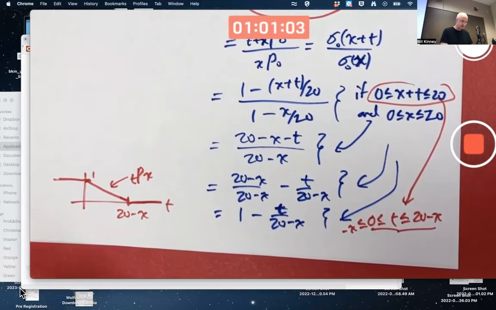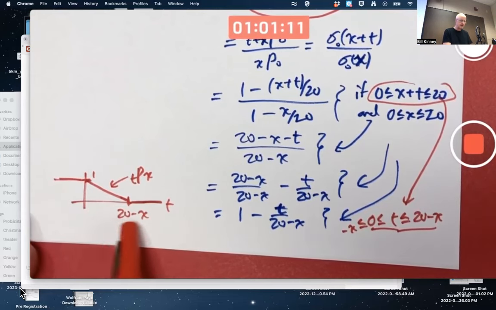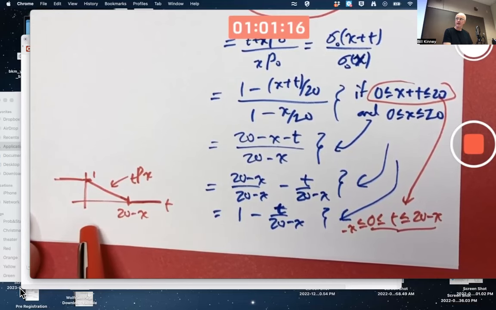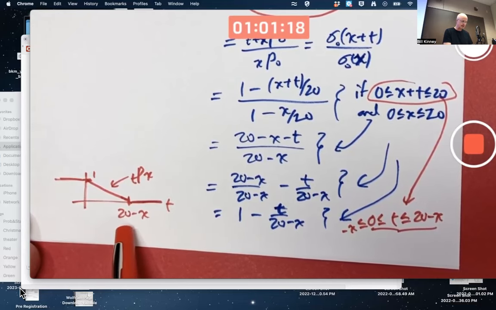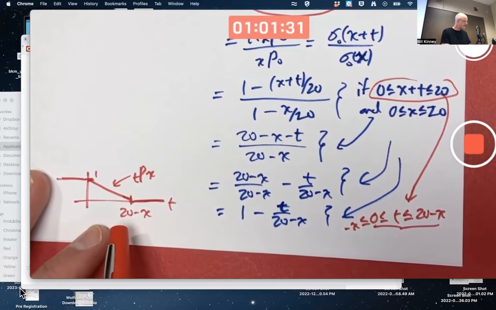Think of x as fixed, so it's a fixed graph, but x could be different things, and so you get different graphs for different x's. They'd all be straight lines with this shape, but the t-intercept would change. As x gets bigger, this point moves to the left. If x is 0, it's 20. If x is 10, it's 10. If x is 19, it's 1. If x is 19.9, it's 0.1. We can also compute the force of mortality in this context.